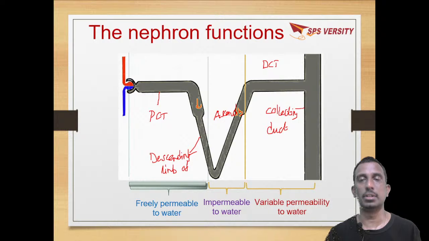So that means in the proximal convoluted tubule and descending limb of loop of Henle, the water can be reabsorbed. Whereas the ascending limb of loop of Henle is impermeable to water. Water cannot be reabsorbed. In the distal convoluted tubule and collecting duct, the permeability to water will differ depending upon the need of water and the amount of water in the body.